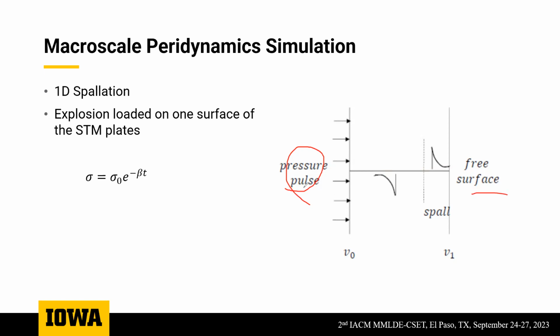After the load is applied, that is the explosion on one surface, a compressive wave propagates along the thickness of the plate. After it reaches the free surface, it is reflected as a tensile wave. Once the magnitude of the tensile wave reaches the failure strength, a fracture occurs. So we have a spall thickness and a spall speed.